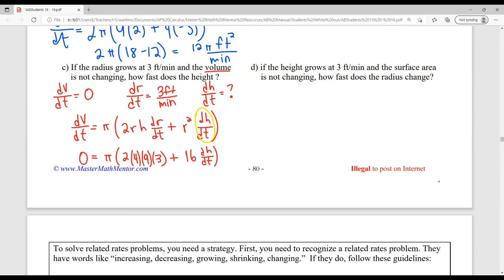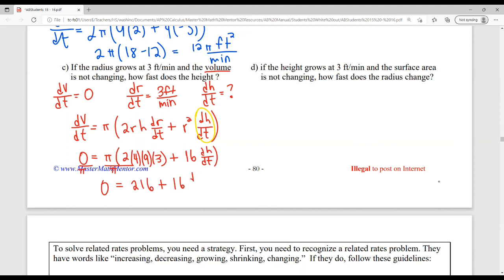We can divide both sides by pi. And by dividing both sides by pi, the pi is going to go away. So we get 0 is equal to, we can multiply 2 times 4 times 9 times 3. And 2 times 4 times 9 times 3 is equal to 8 times 9, which is 72. And 72 times 3 is equal to 216.